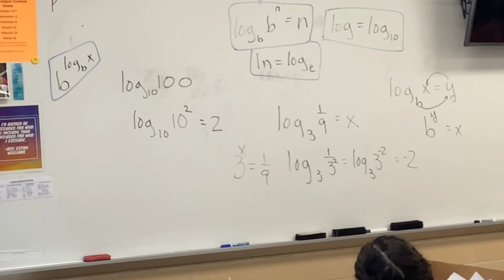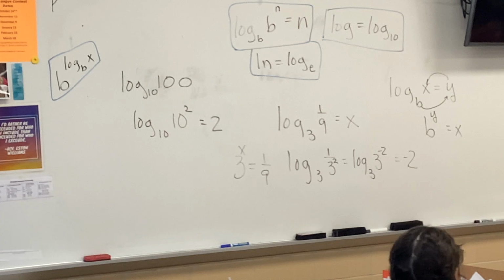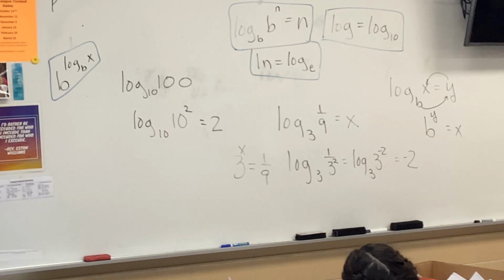What's J? Where's J? J is 1/2, because a square root is a 1/2 power. What's I? 0. I is 0. Good job.